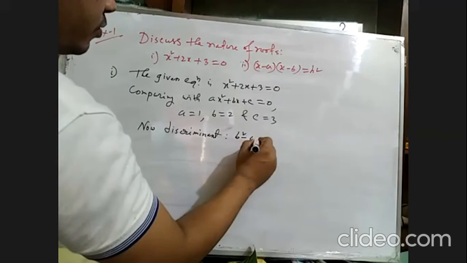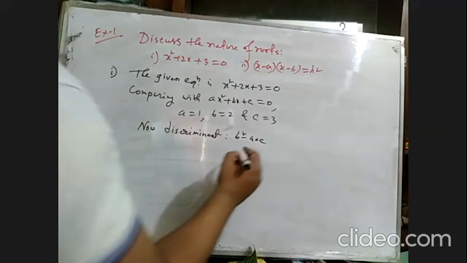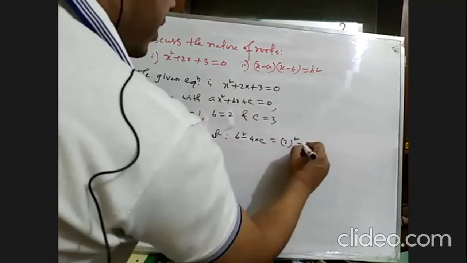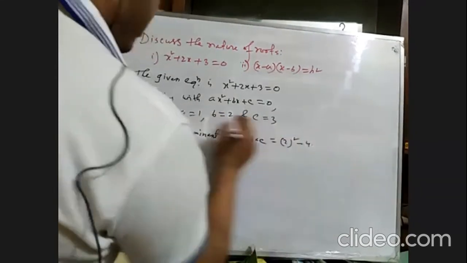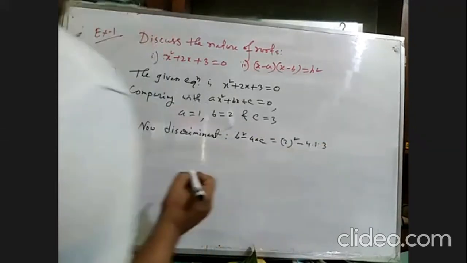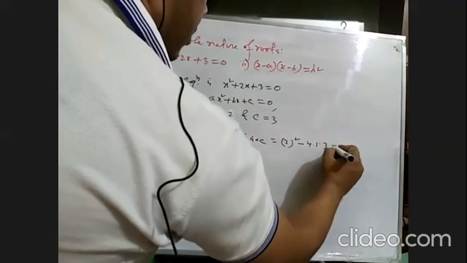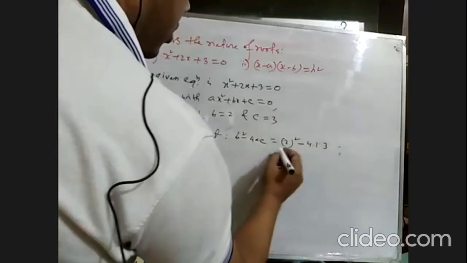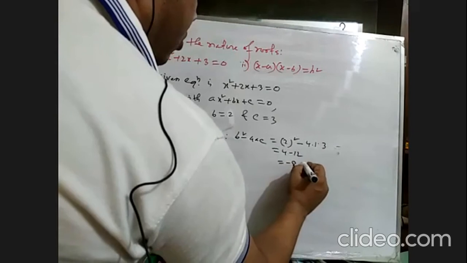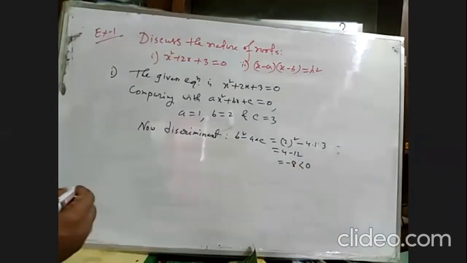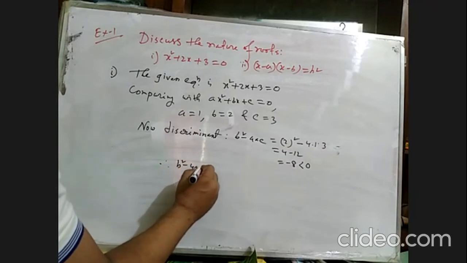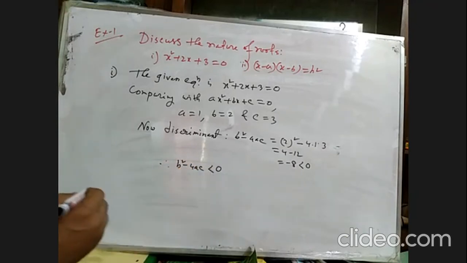The discriminant is b square minus 4ac. This equals b value 2, squared, minus 4 times a, which is 1, times c, which is 3. So we get 4 minus 12, that means minus 8, which is less than 0. Therefore, b square minus 4ac is less than 0.